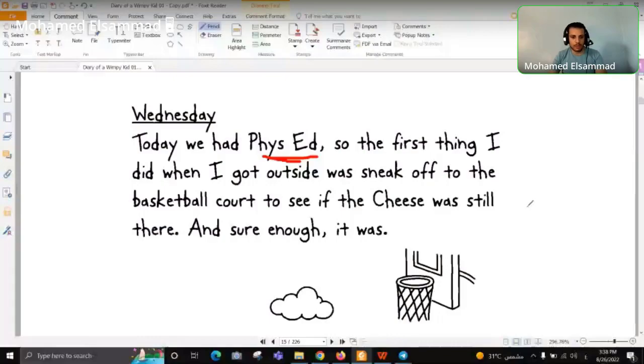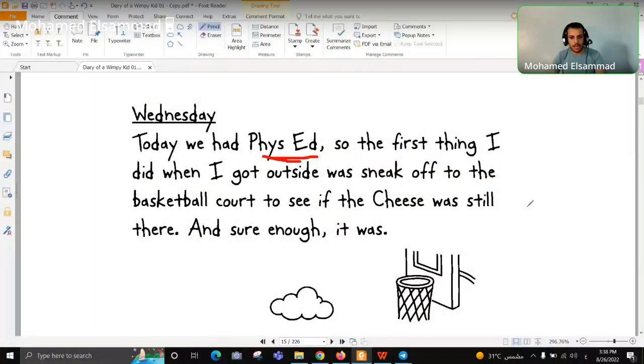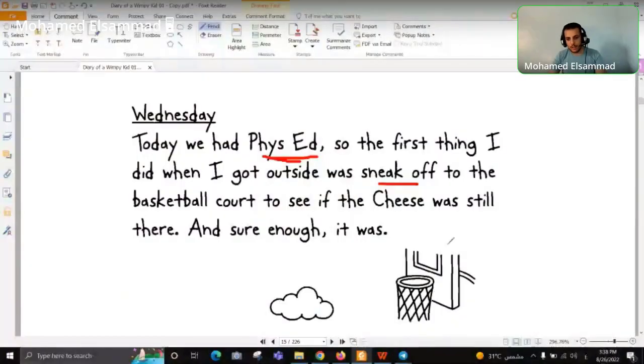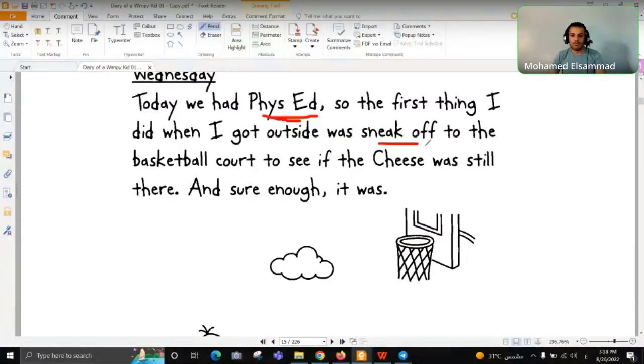So the first thing I did when I got outside was sneak off to the basketball court to see if the cheese was still there. And sure enough, it was. So sneak off means يتسلل.